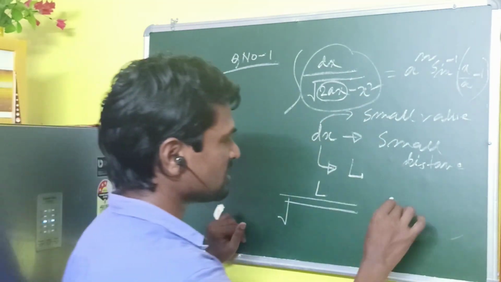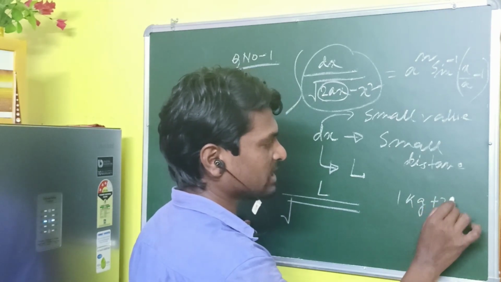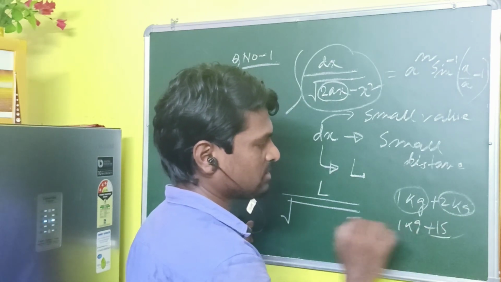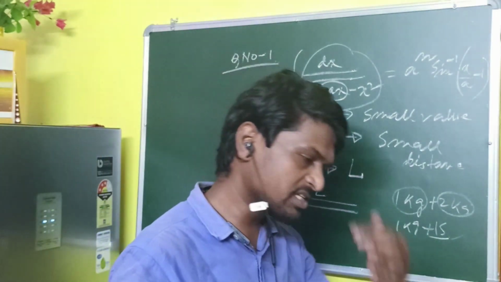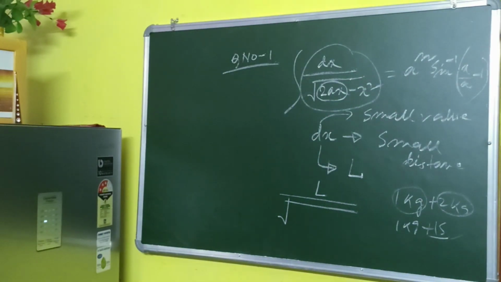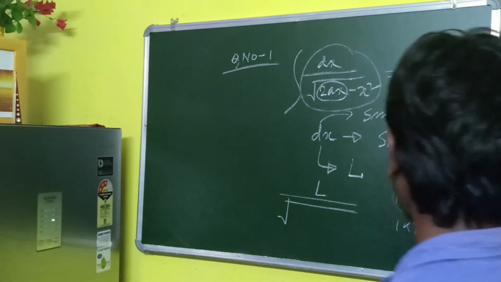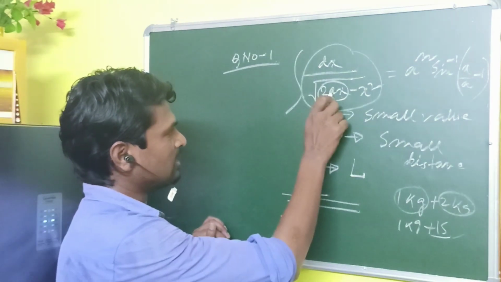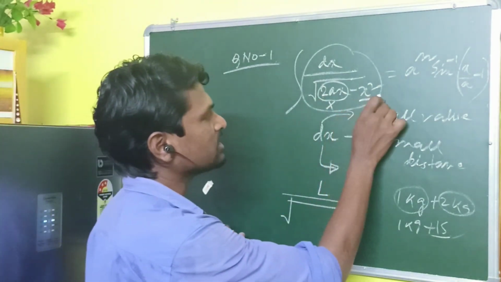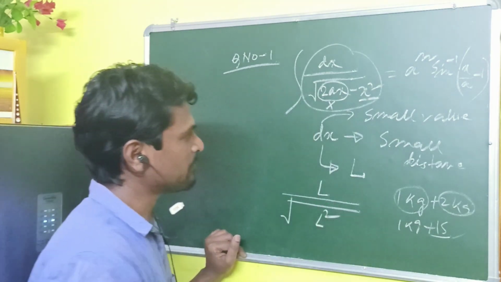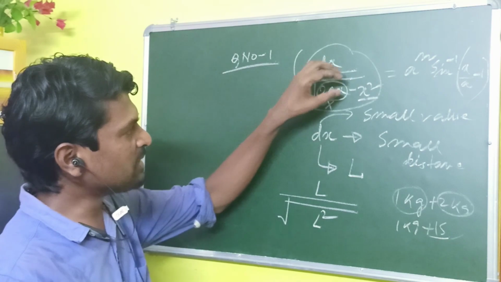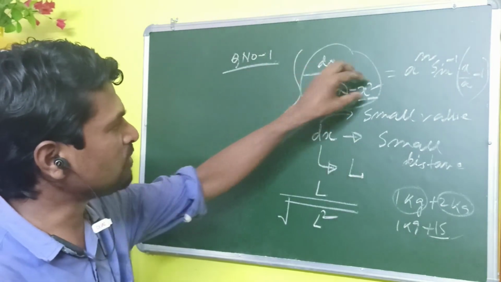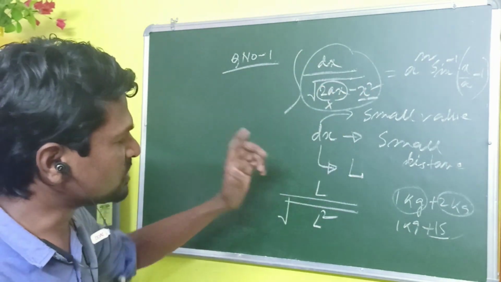Homogeneity means you can add 1 kg with 2 kg, that is the same physical quantity added. But you can't add 1 kg and 1 second. So the principle of homogeneity means you can add physical quantities which have the same dimensions. 1 kg plus 2 kg you can add, but 1 kg plus 1 second you can't. So 2ax minus x square is like 2 kg minus 1 kg: the kg remains the same, so the physical quantity remains the same. You have to take any one of these as the dimension. So in place of x square you can write L square.